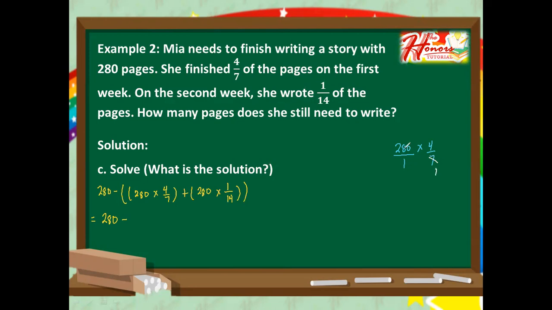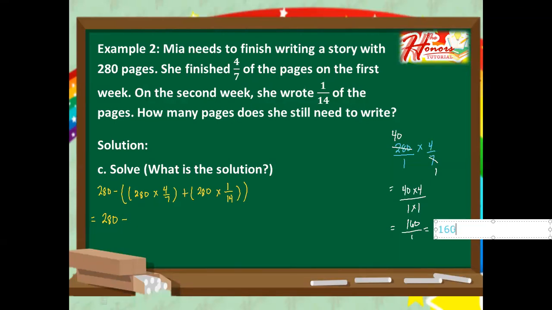7 divided by 7 is 1. 280 divided by 7, that's 40. And then let's do the usual way of multiplying fractions. So that is 40 times 4 over 1 times 1. 40 times 4 is 160 over 1 times 1, that's 1. If we simplify 160 over 1, that is equal to 160. So the number of pages that she finished on the first week is equal to 160.